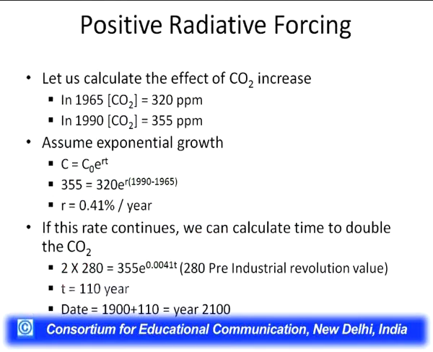Now, what will happen if there is a CO2 increase? We will calculate the radiative forcing of the CO2, what will happen and how it changes. Suppose in 1965 the CO2 concentration was 320 ppm, and in 1990 it has become 355 ppm. If we assume exponential growth, the formula can be written as C equals C0 e to the power RT. C is 355 and C0 is 320. If we put these in, we find R is 0.41% per year.